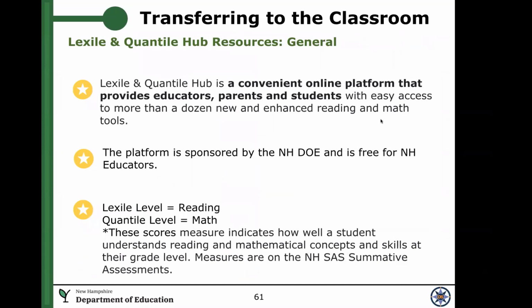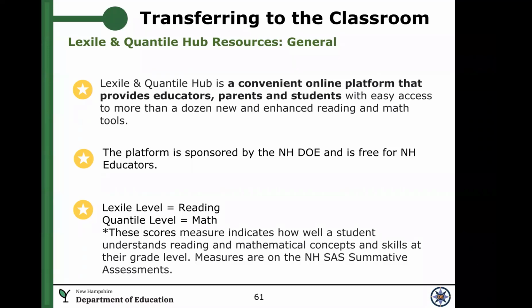Just to kind of wrap up here too, in transferring to the classroom, there is a Lexile and Quantile hub. There's just some general information here. This Lexile and Quantile hub is an online platform that's used by educators, parents, and students. We're really looking at it from an educator lens here. It gives you really easy access to tools for both reading and math. It is sponsored by the New Hampshire Department of Education, so it's free for New Hampshire educators. You can create a login. You just say you're from New Hampshire, and you should be all set to be able to get online there.